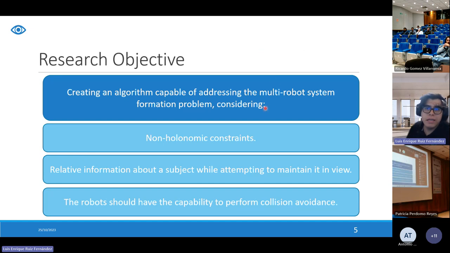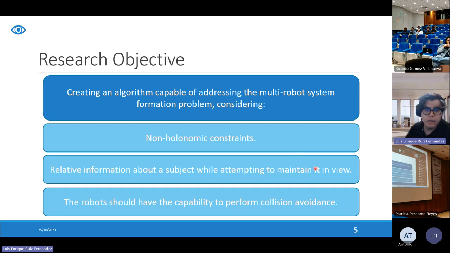This algorithm must deal with the fact that the model of the robot has non-holonomic constraints. This is kind of complicated, especially when the movements of the subject are not bounded. In previous works, most movements of the subject or user are limited to rotations and straight lines. So here we're proposing that the subject moves freely and the robots must keep the formation around the subject.